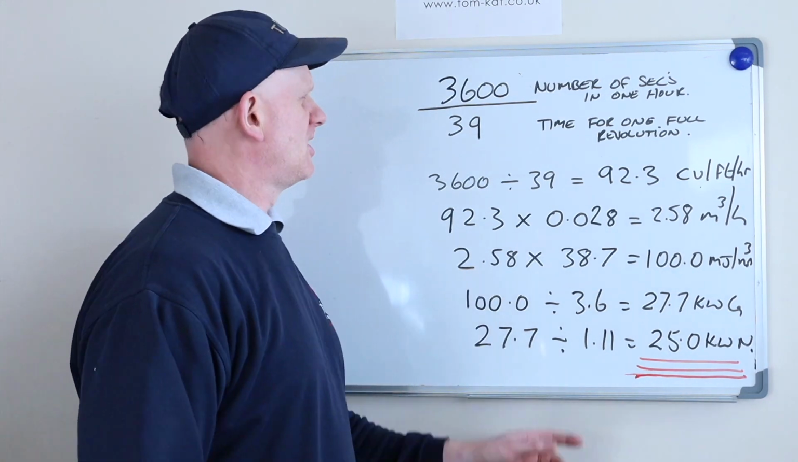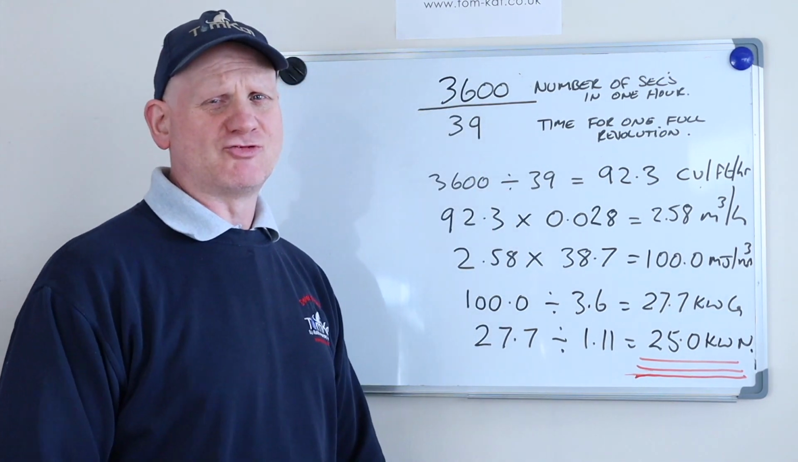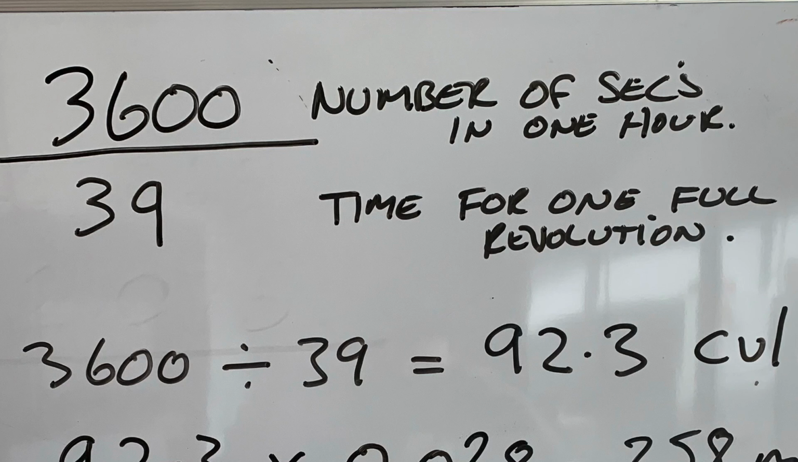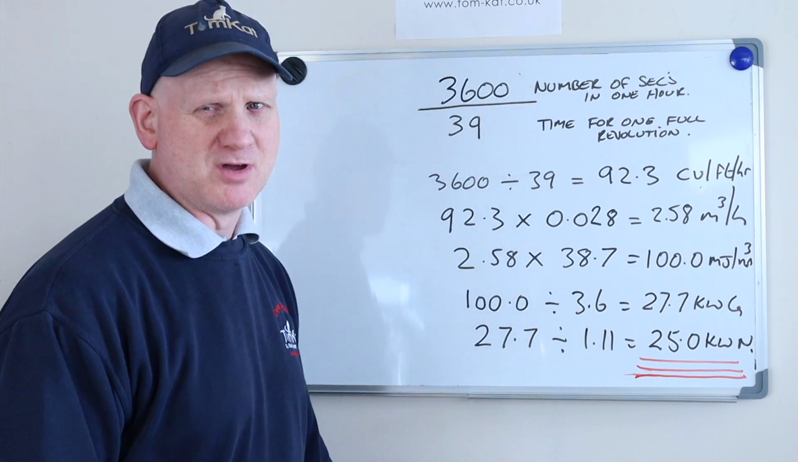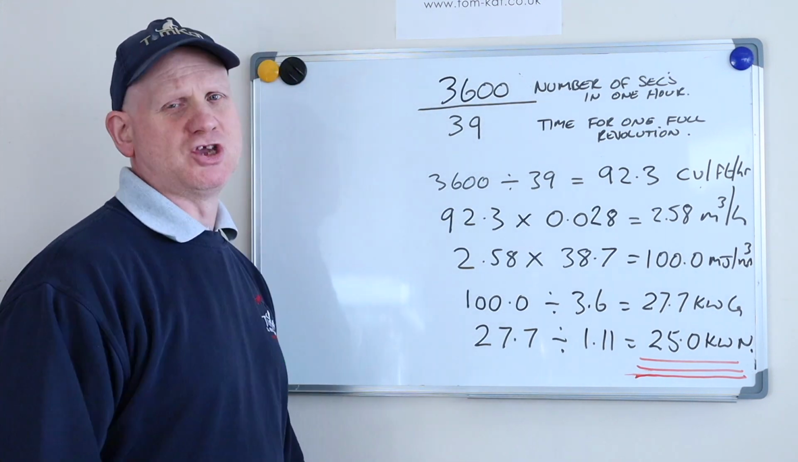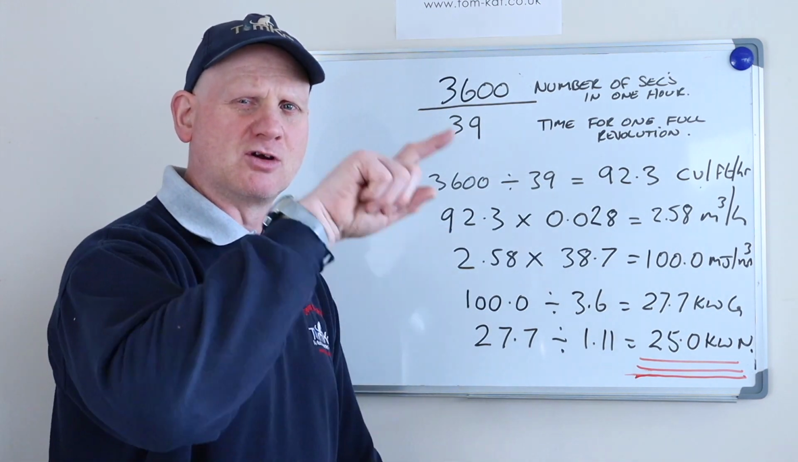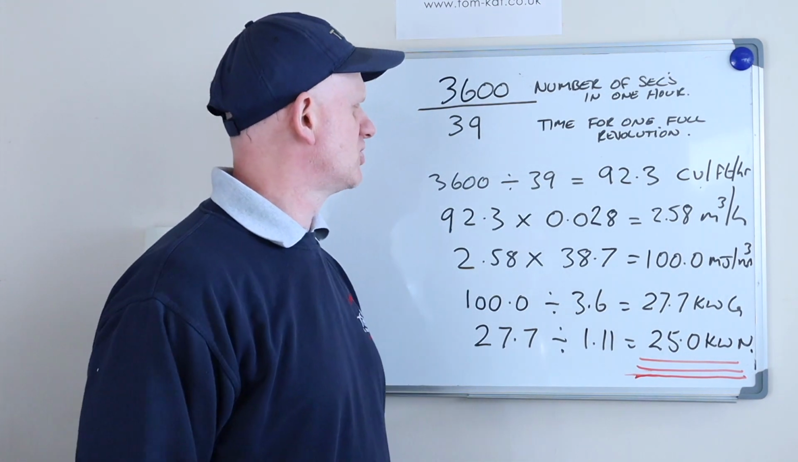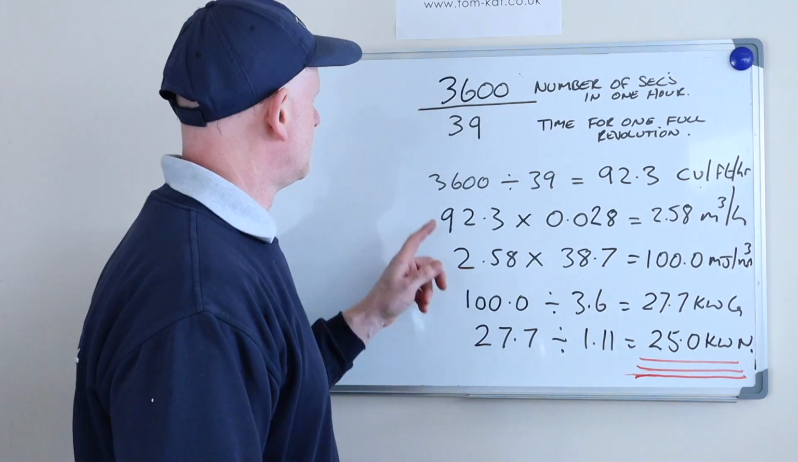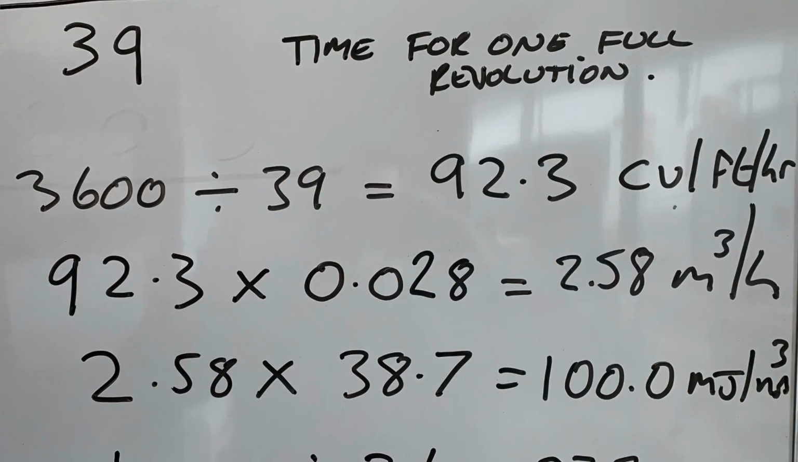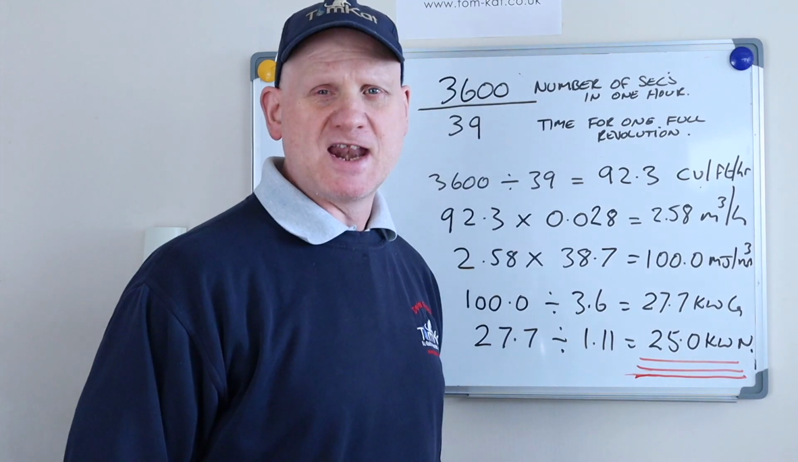So first of all, 3,600 is the number of seconds there are in an hour. Okay, so that's the first maths we need to remember for gas rating with a U6 meter. Now it took 39 seconds, so that was how long it took to do one full revolution of the test dial. Okay, now 3,600 divided by 39 gives us 92.3 cubic feet an hour.